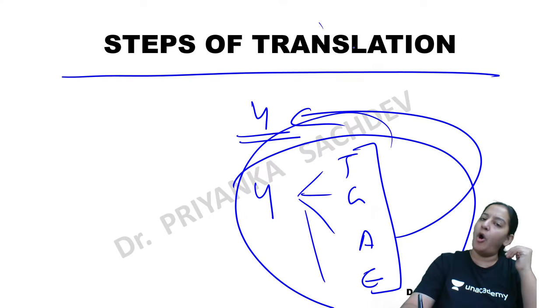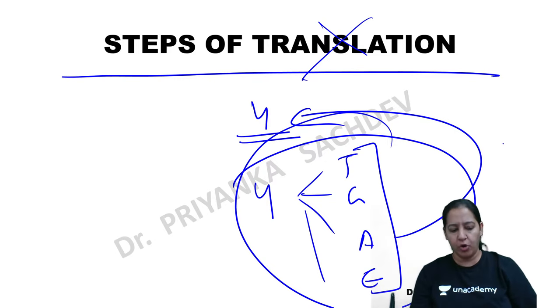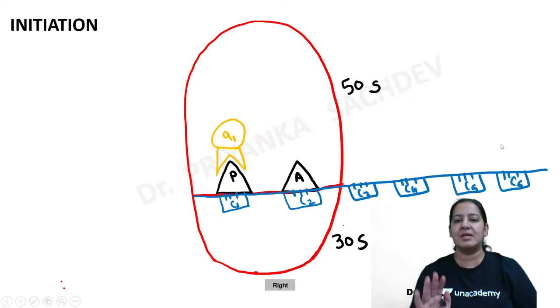In protein synthesis, they all inhibit translation. But exactly which step of translation, you have to understand the steps first. You got my point? So you have to understand the four steps of translation if you want to understand the mechanism of action of the four antibiotics, the protein synthesis inhibitors.